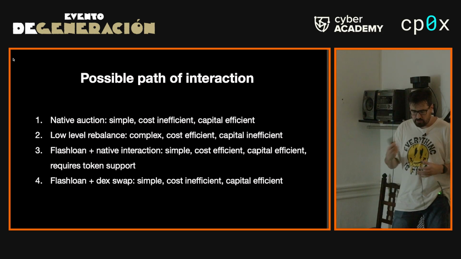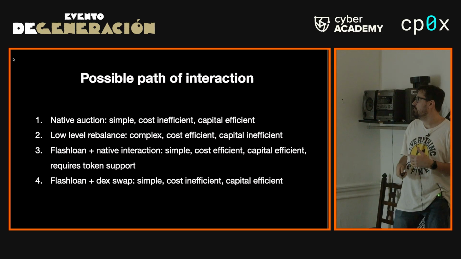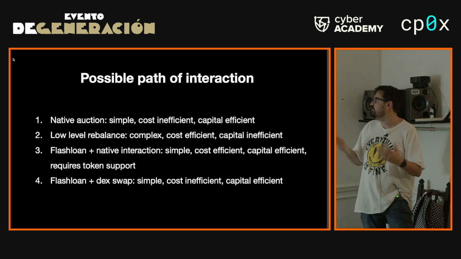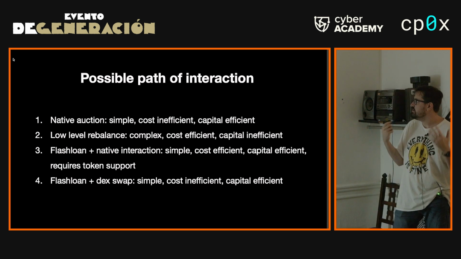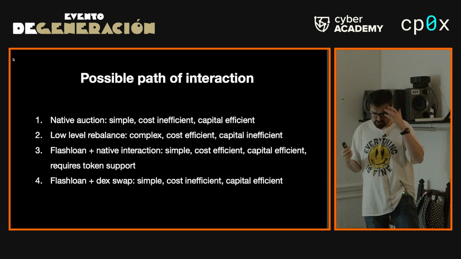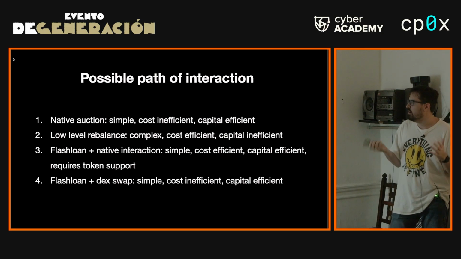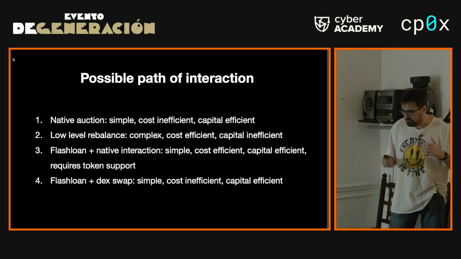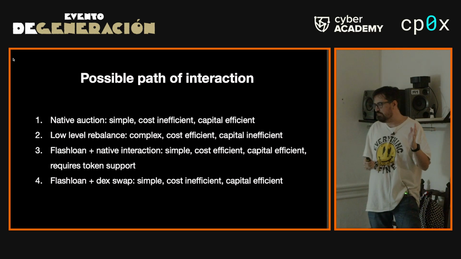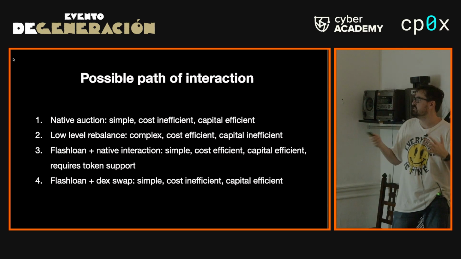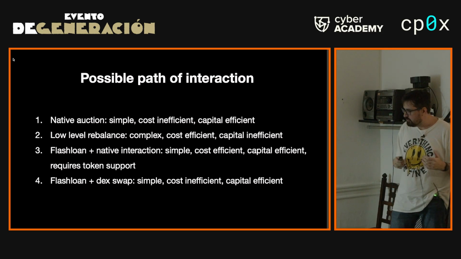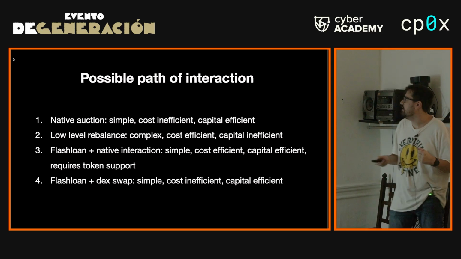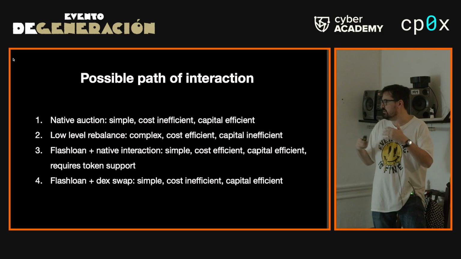Another way you can communicate with our vault is to use flash loan and native interaction. When I say native interaction, what does it mean? Imagine that you have a vault that is like Lido over Ethereum, and in Lido there is a function that you can call to exchange Ethereum into wrapped staked ETH in Lido, and it will run in an atomic way.